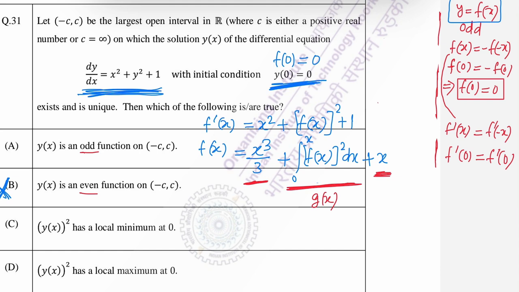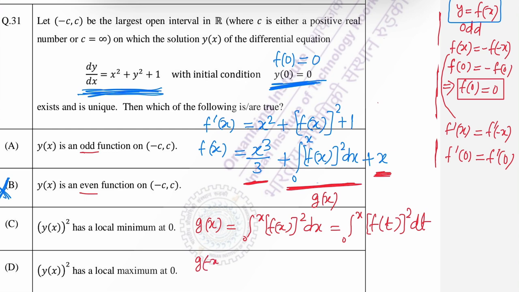So I go for this g(x) and I write here that g(x) equals the integral from 0 to x of f(x) squared dx, and you know this can be written as the integral from 0 to x of f(t) squared dt. Now let us find g(-x). Let us work for g(-x). So this will be the integral from 0 to -x of f(t) squared dt. Now let us change the limit.